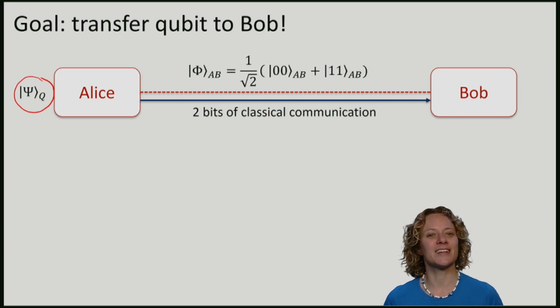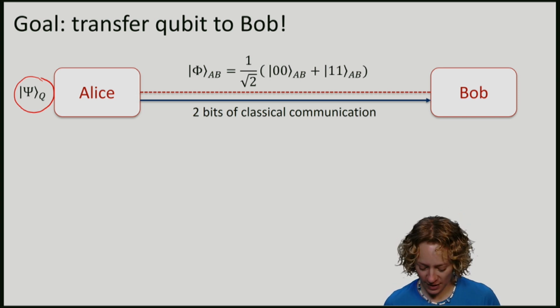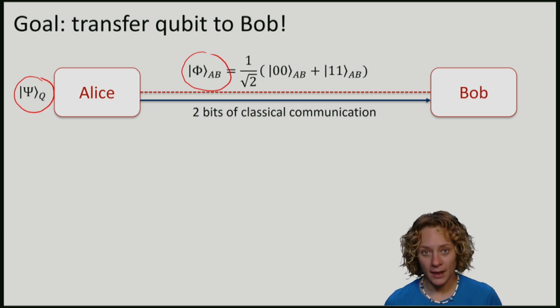The answer lies in quantum teleportation. Alice will simply teleport the qubit. As you might imagine, this does not come for free. Alice and Bob need to share an entangled state, the EPR pair, ahead of time.